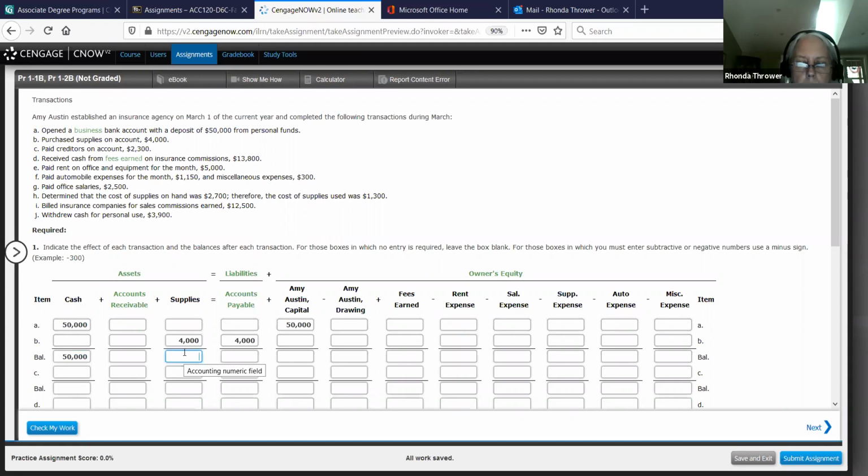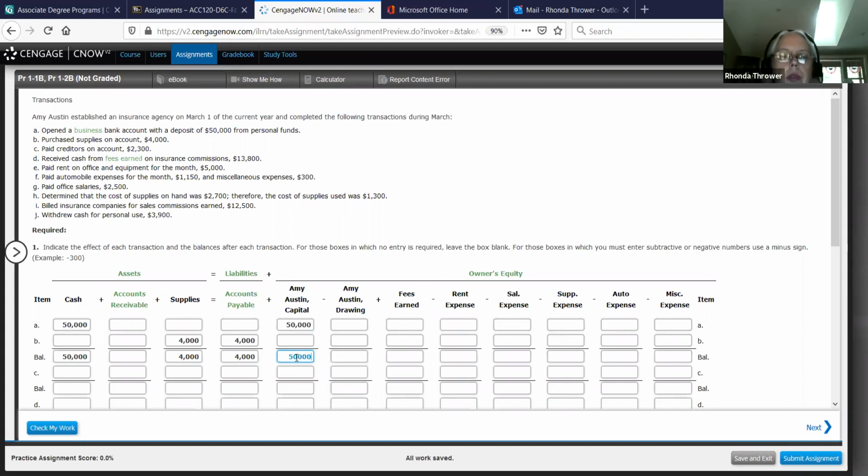We also have some supplies for our business of $4,000. The total of our assets is $54,000. Our liabilities on the other side of the accounting equation are $4,000. We had no liabilities that were affected in transaction A, but in B, we created the liability for $4,000. So when we combine these two together, we're going to get $4,000. My capital was increased in the A transaction, but we didn't do anything to it in the B transaction. So the balance is still $50,000.